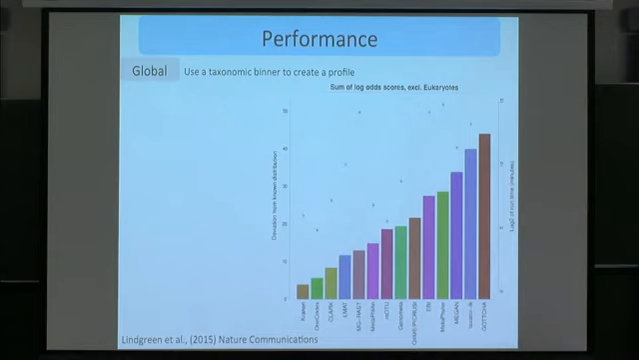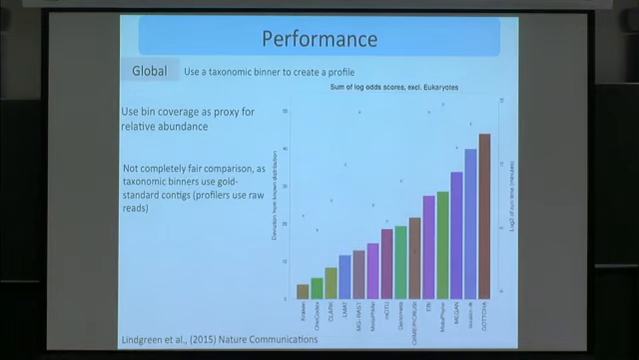So let's see: if you used a taxonomic binner the way it was meant to be used on contigs, and from that derived a profile, how does that compare to using a profiler just on the raw reads? That's this next plot. We're going to use bin coverage as a proxy for relative abundance, and sum it all up. It's not a completely fair comparison, because the taxonomic binners use the gold standard contigs, whereas the profilers use the raw reads.